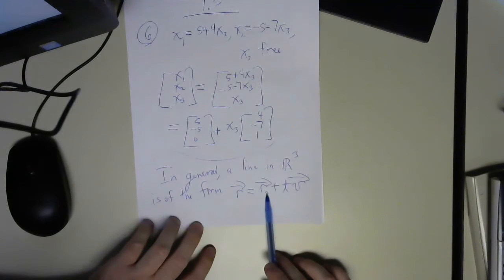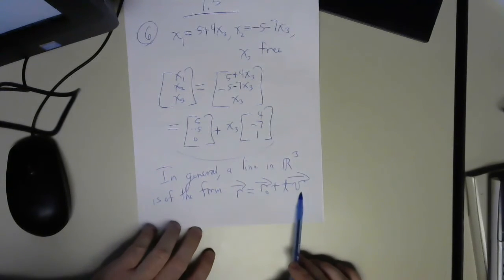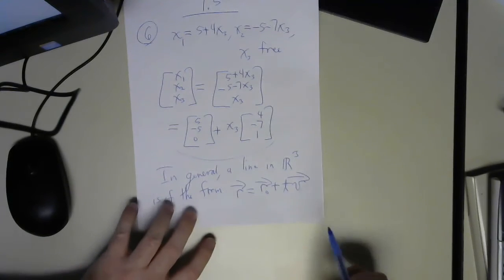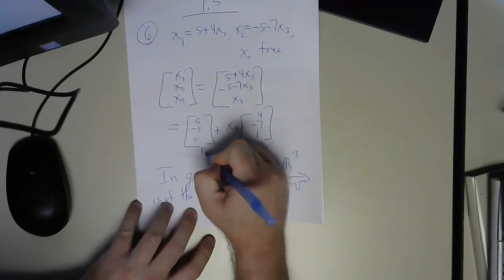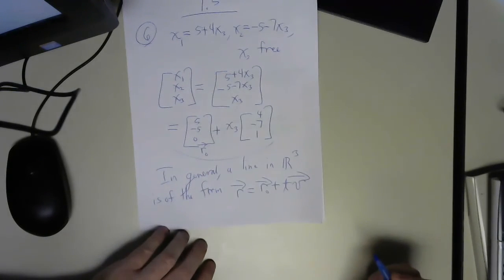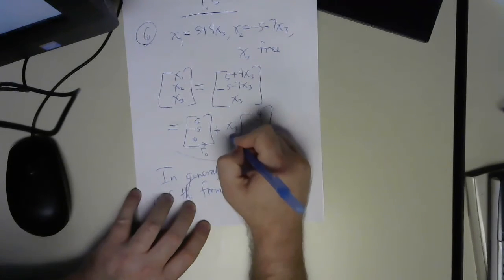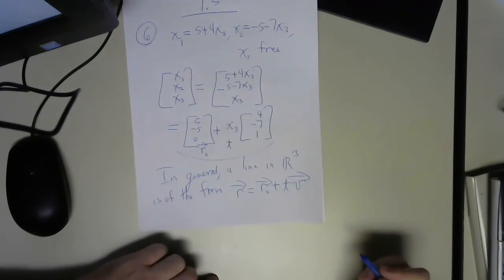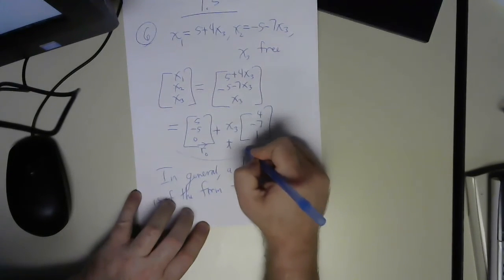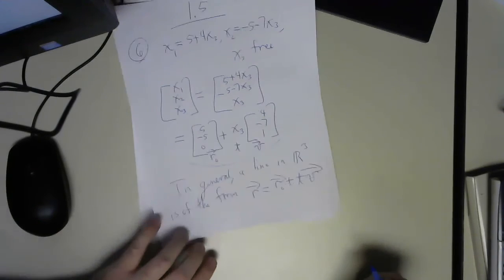R0 is just one of the points on the line. T is a parameter, that's just a real number. V is the direction in which the line is pointing. So this is kind of like your R0 right here. That's just a point on the line. This is kind of like your T. The x3 is just your parameter. And this is the direction vector of the line, okay?